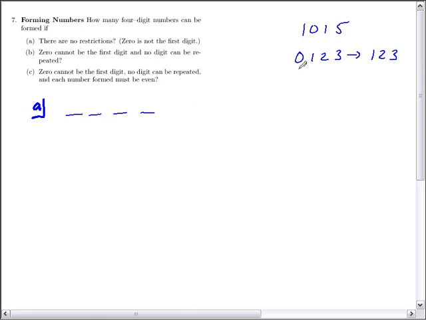Codes can begin with 0. So sort of a hint here that 0 is not the first digit. So we look at this. No other restrictions allowed. Well, notice 1015. That's a 4-digit number. It has repeats, so it's allowed. We have 9 choices for the first spot. All the other spots have 10 choices.